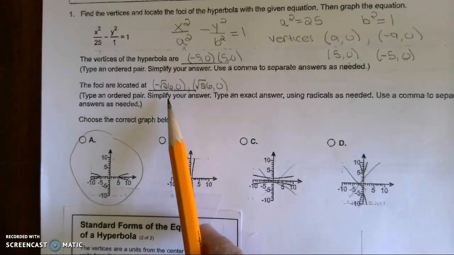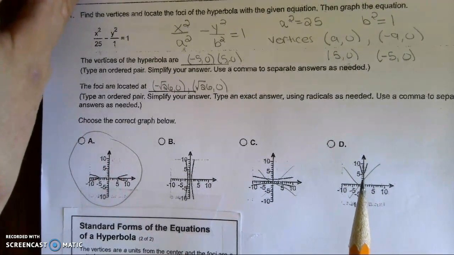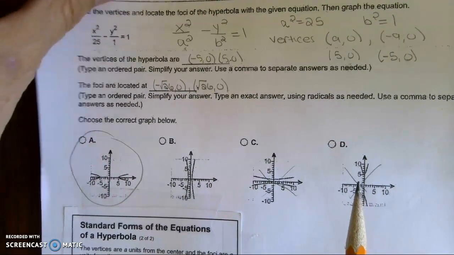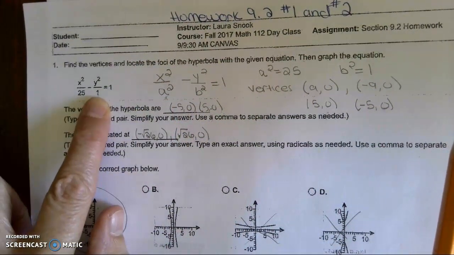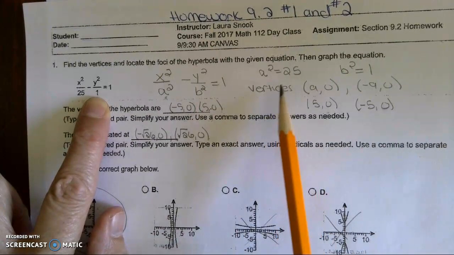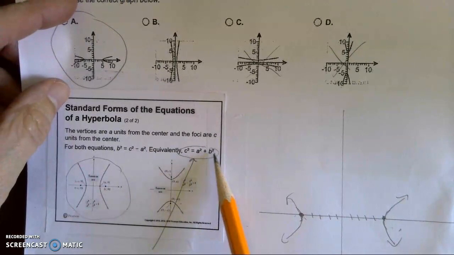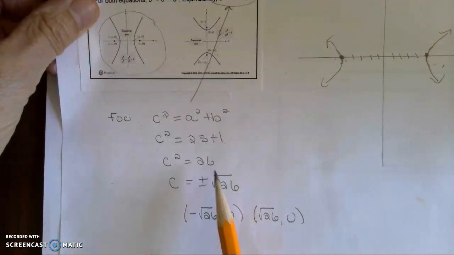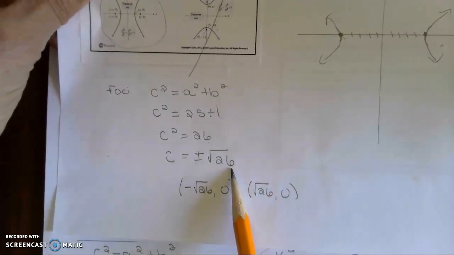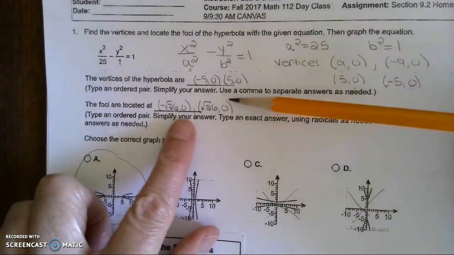The second question has to do with the foci. Foci is always the c, I'm sorry, I said that wrong. And this is my a squared, this is my b squared. I wrote that up here too. c squared is found by taking a squared plus b squared. So I wrote that down here. So c squared is 25 plus 1, which is 26. So c is plus or minus the square root of 26. So these would be the two points of the foci.